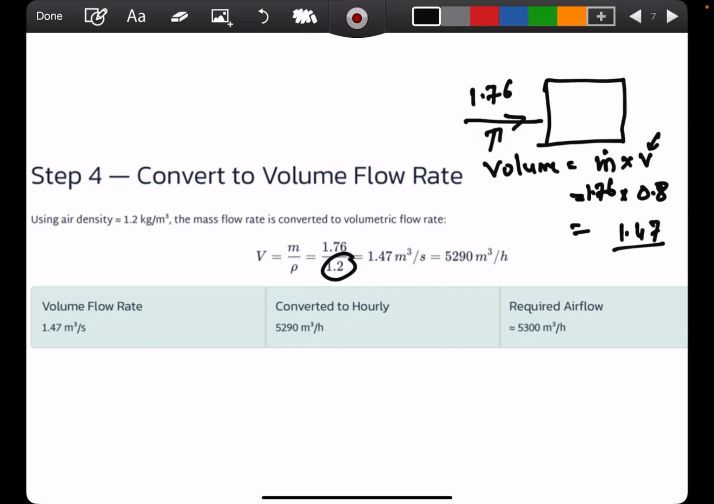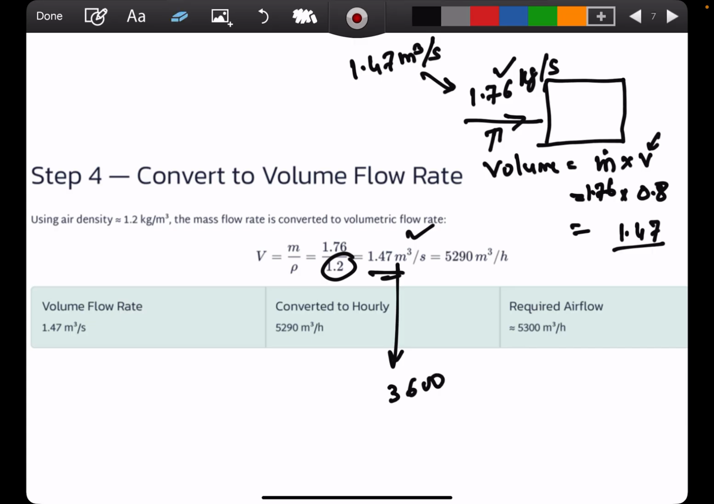So the volume to be supplied here, this is mass, right? Mass is 1.76 kg per second, which is equivalent to a volume of 1.47 meter cube per second. Or if you want, you can express it per hour by multiplying this with 3600. So if you multiply this with 3600, you will get the volume as 5290 meter cube per hour.